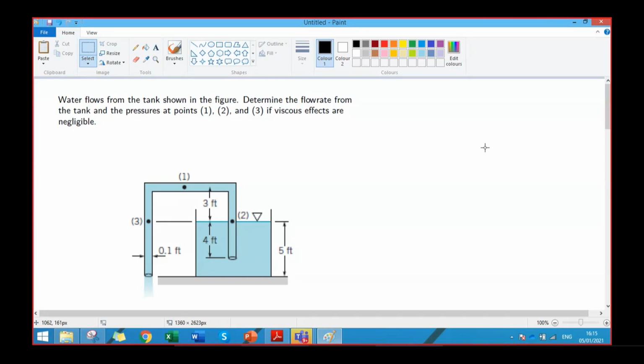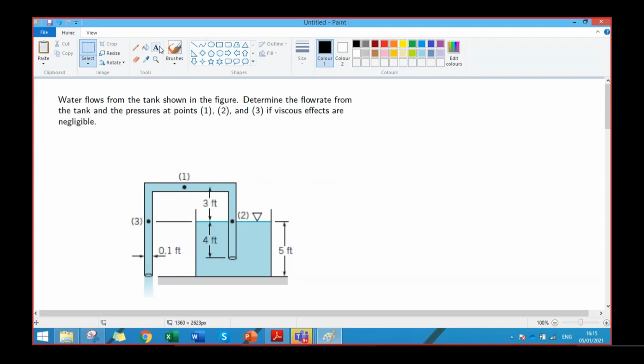Sir, velocity same only. Yes, they will be the same, sir. But how will you calculate the velocity? For change in elevation, we take the reference point at the surface of the container, and the second point is the velocity point.